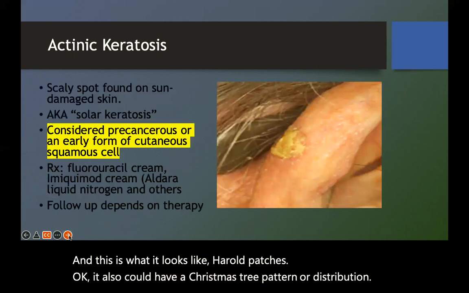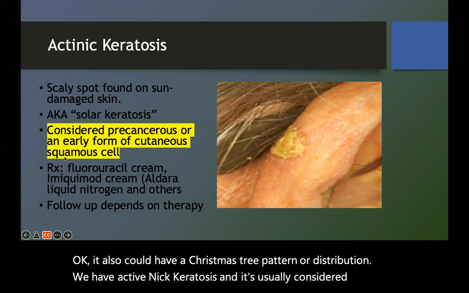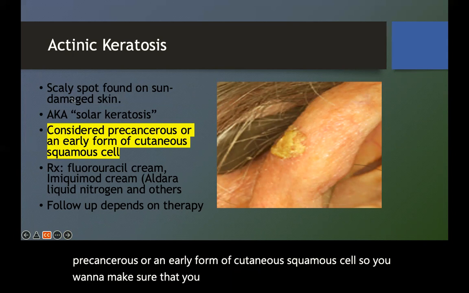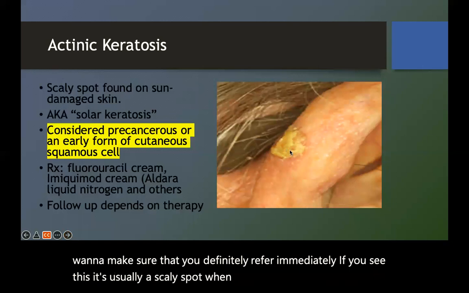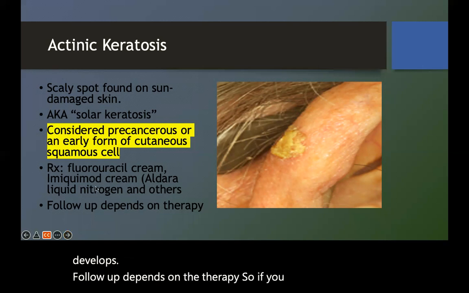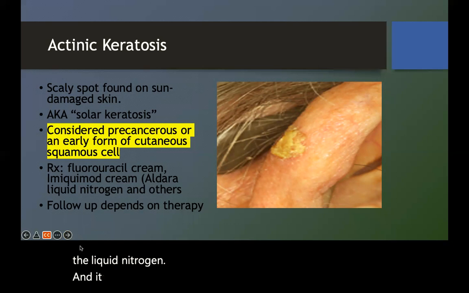Okay, we have actinic keratosis, and it's usually considered precancerous or an early form of cutaneous squamous cell. So you want to make sure that you definitely refer immediately if you see this. It's usually a scaly spot that develops when you get some sun damage. Follow-up depends on the therapy. So if you prescribe the liquid nitrogen and it doesn't help, then we know we need to make a referral.